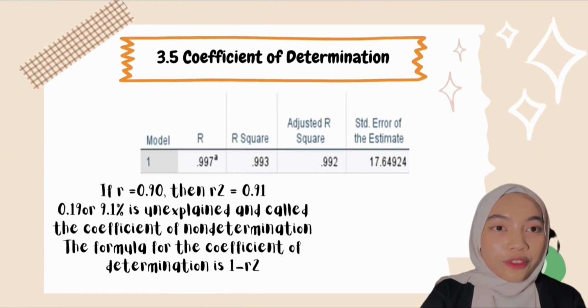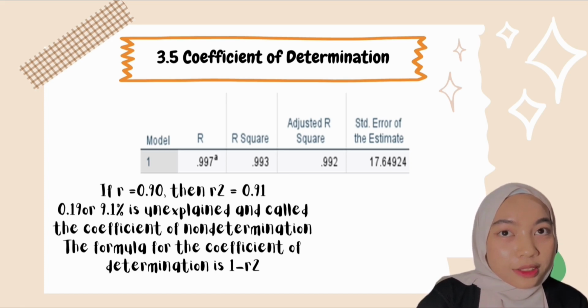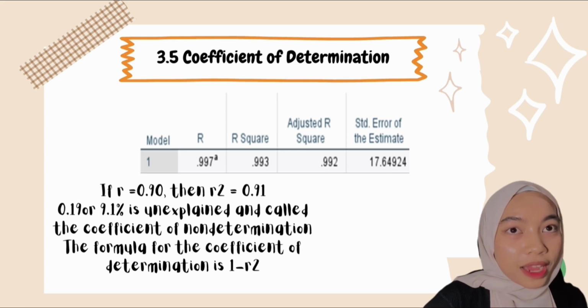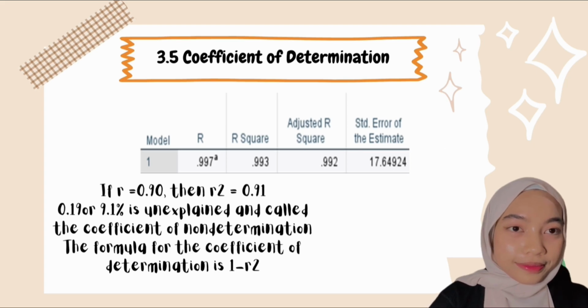Next, we move to the 3.5, which is the coefficient of determination. If r is 0.90, then r2 is 0.91. It means that 91% of the variation in the dependent variable is accounted for by the variation in the independent variable x. The rest of the variation, 9.1%, is unexplained and called the coefficient of non-determination. The formula for the coefficient of non-determination is 1 minus R2.